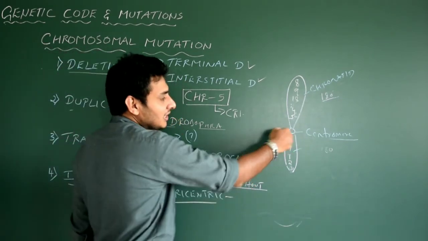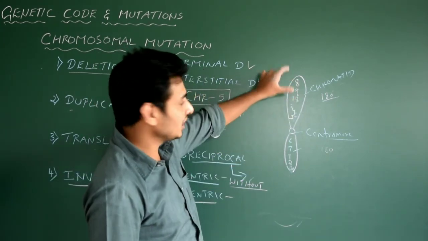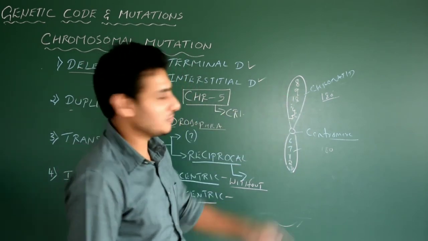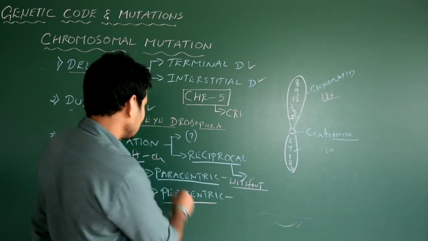Pericentric means here the centromere is involved. Yes, because sharing of the genes, or sharing of the chromatid, is taking place between two different chromatids of the same chromosome. Yes, but in the other case it is within the same chromatid. That's paracentric. This is pericentric.